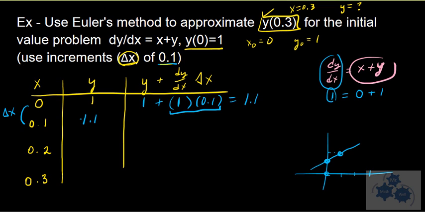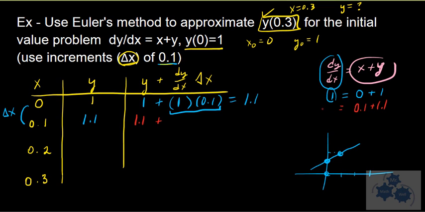And then we repeat the process now. So now, the next step, I'll use a different color here. So now we got 1.1. So to find our next y value, we go 1.1 plus... Now, what is the derivative at this x value of 0.1? So let's go try again. So it's going to be 0.1 plus, what's the y value? 1.1.